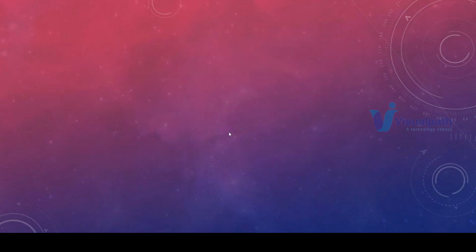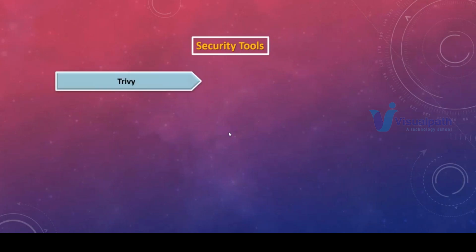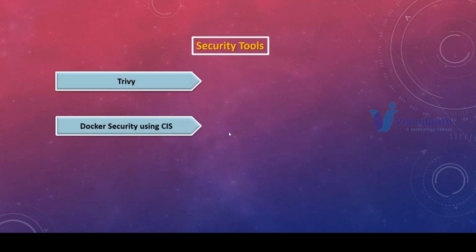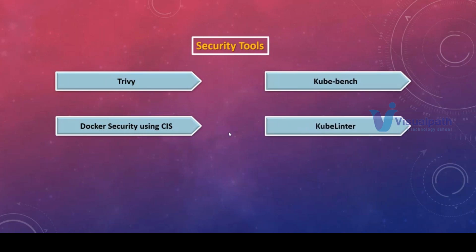After these particular topics are done, let us talk about security tools, because this course is all about DevSecOps. We'll be learning DevOps tools as well as security tools to automate the process. As part of that, we'll be learning Trivy, which will do image scanning and vulnerability scans to identify the vulnerabilities of the image. And then we'll be using Docker security using CIS benchmark testing. And then we'll be using KubeBench for Kubernetes. And then we'll be using KubeLinter as well. So these are the security tools which we'll be learning.